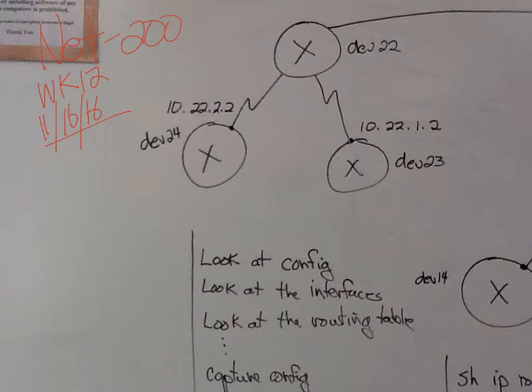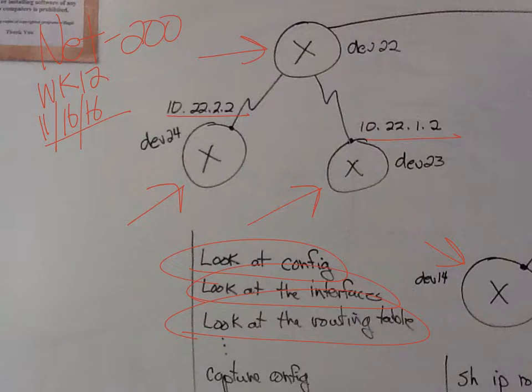Alright, so what we did, we looked at everybody getting a router, or a multi-layered switch. And we had them look at the configs, look at the interfaces, look at the routing table, and so forth. And these were connected. Then we put some IP addresses out there, and we were actually able to ping between them.